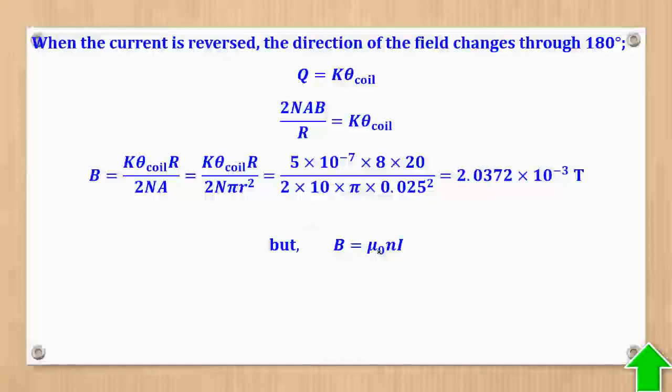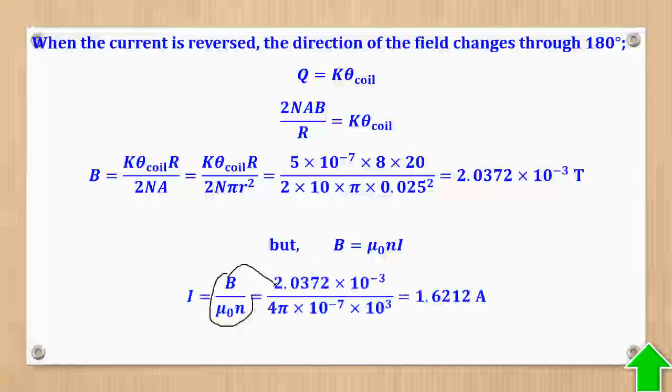But we know that B is equal to mu naught Ni for the solenoid. Therefore, make I the subject to come up with this. So substitute for flux density, constant, and the number of turns per meter to give you the current they wanted.